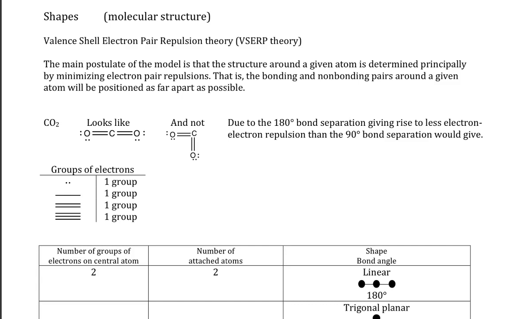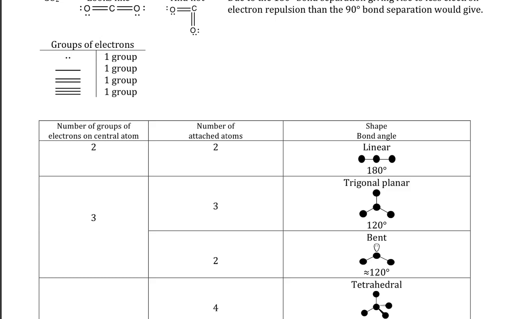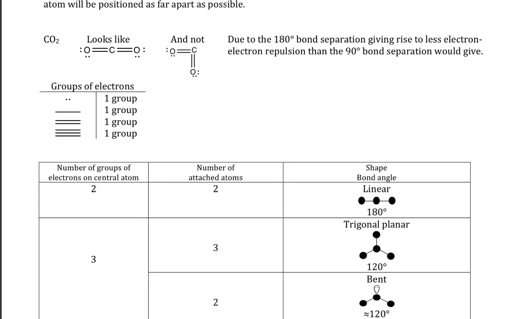So the shape comes about from a theory called the valence shell electron pair repulsion theory, VSEPR theory. Big name, but it mainly means that the shape, the structure, is determined principally by minimizing electron pair repulsions. So the bonding and non-bonding pairs of electrons around a given atom will be positioned as far apart from one another as possible. So for example, CO2 from above, you would have found that it looks like that.